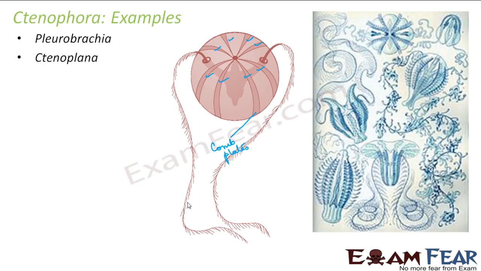Ctenoplana is also an example of ctenophora. There is nothing very special to discuss about ctenophora separately, because most of the things are similar to Coelenterata. They are just grouped separately due to the presence of these comb plates. Because of their presence, their structure becomes a little different and they have been put into a separate group. Okay. So with this, we will move on to the third phylum, that is the platyhelminths.